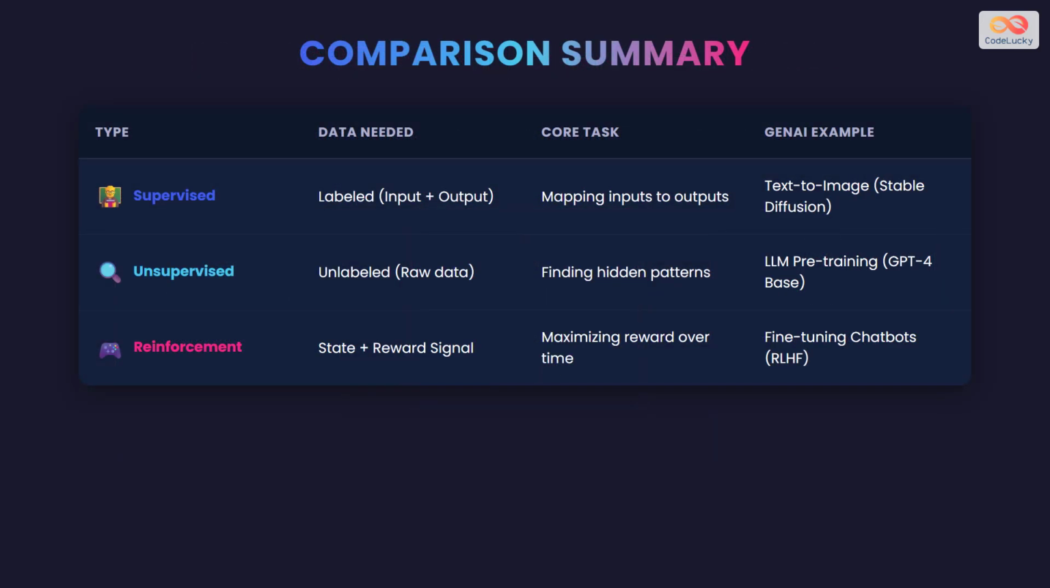Here is a quick snapshot to help you remember. Supervised learning needs labeled data to map inputs to outputs. Unsupervised learning takes raw data to find hidden patterns. And reinforcement learning uses rewards to improve behavior over time. Each one plays a vital, specific role in building the intelligent systems we use today.